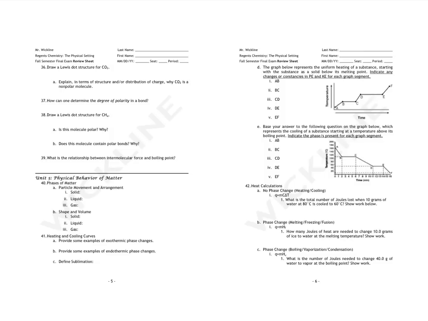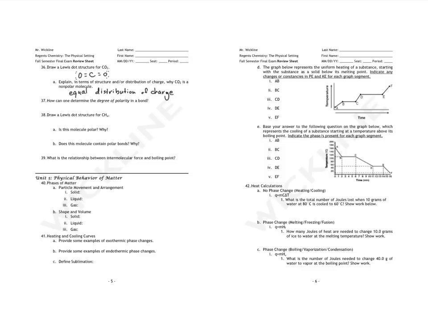Let's draw a Lewis dot structure for carbon dioxide and explain in terms of structure and distribution of charge why it's nonpolar. So it would be nonpolar because it has a symmetrical structure, or you could say it has an equal distribution of charge.